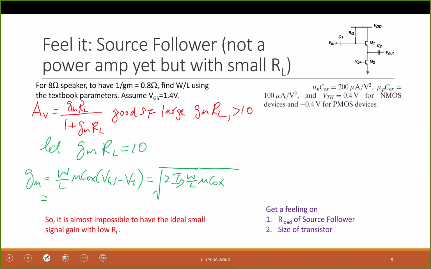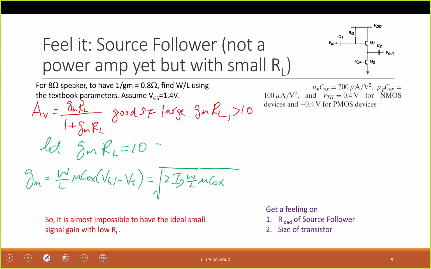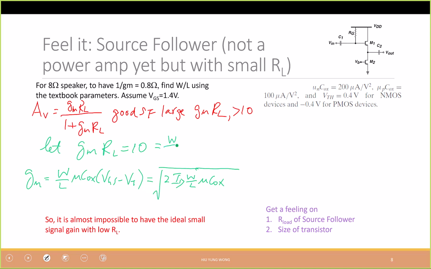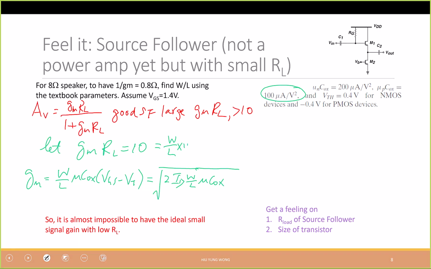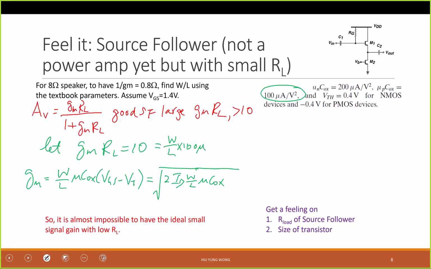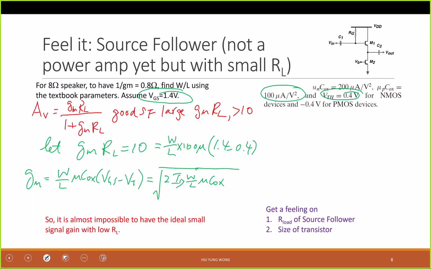But here, I am going to use this equation because what I'm given is this. gm equals W over L. I'm the designer, so I need to choose W over L. What is mu Cox? It's given here, right? Times 100 mil. And then what is VGS minus VT? I should have given you here, VGS equal to 1.4 and VT equal to 0.4, right? So it's 1.4 minus 0.4. This whole thing is the gm. And then I times 8, I want it to be equal to 10.